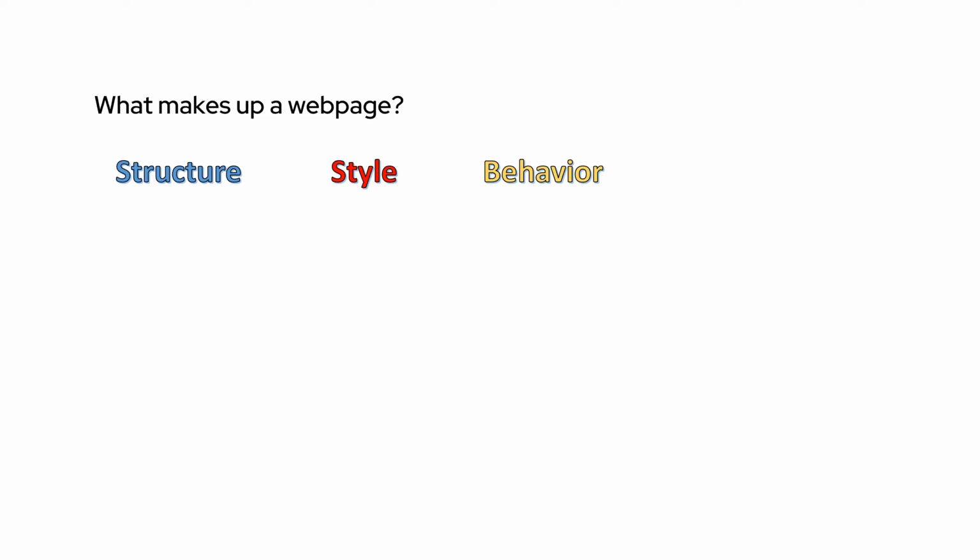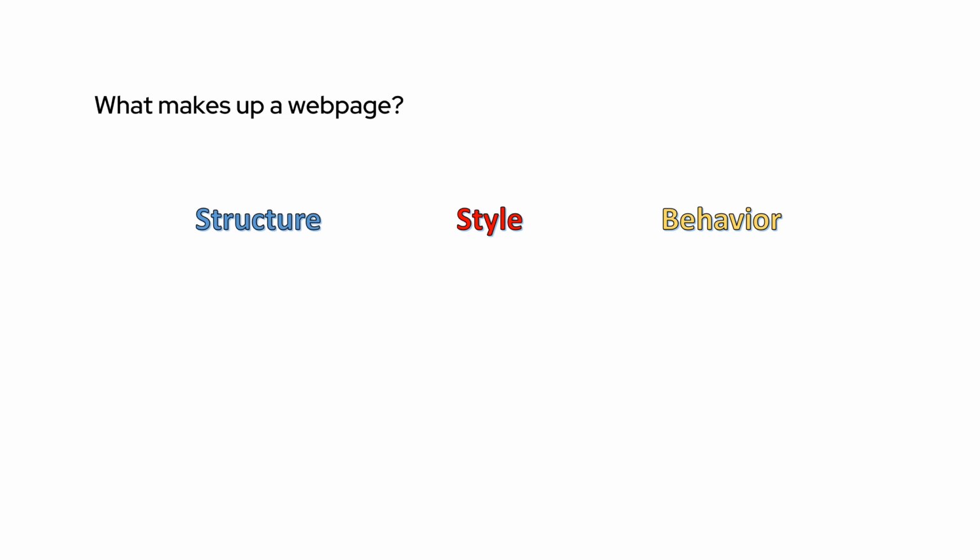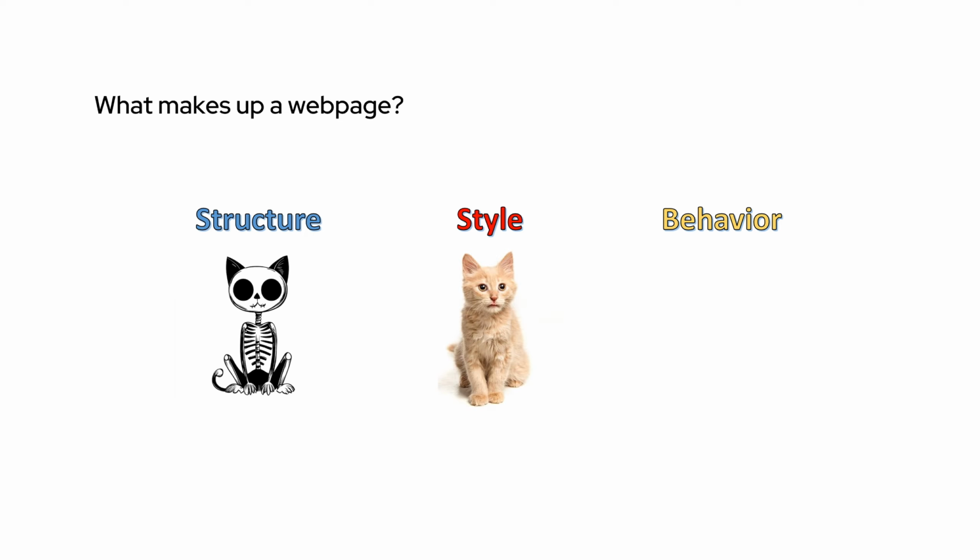First, structure is like the skeleton of a cat. But if a cat only had a skeleton, it would look quite scary, wouldn't it? That's why structure alone isn't enough. We also need style. Style is like the cat having flesh, blood, and maybe even wearing a cute outfit.